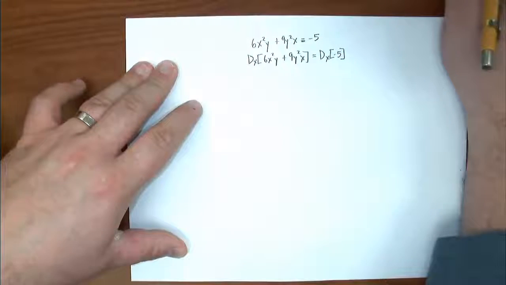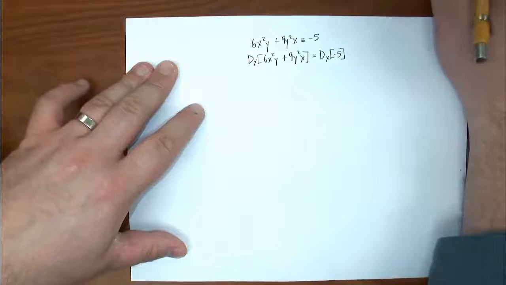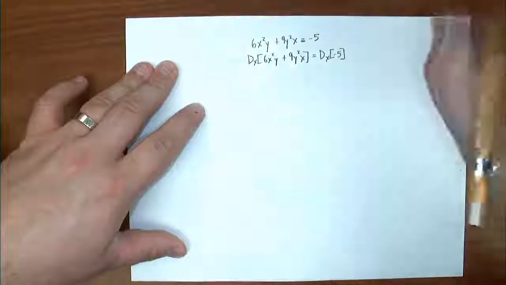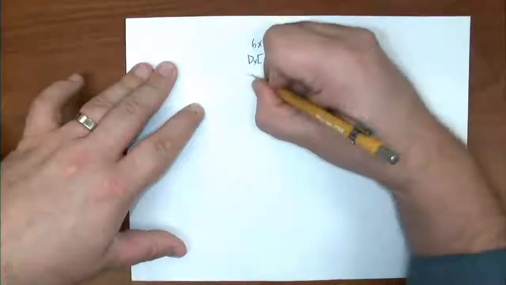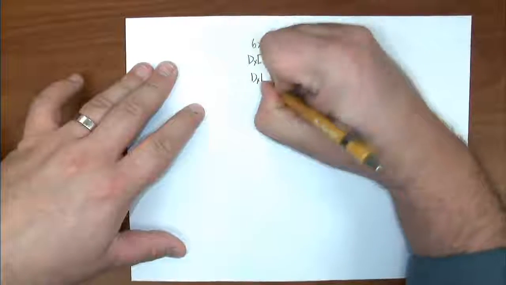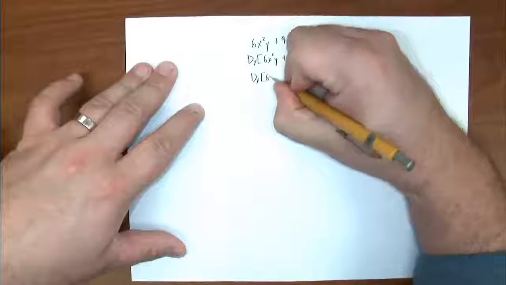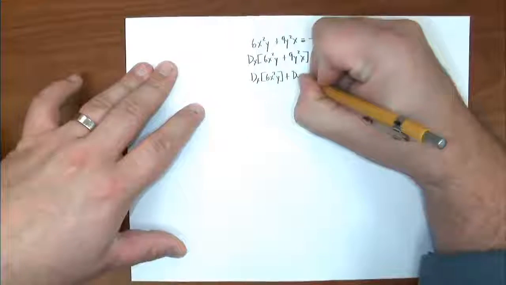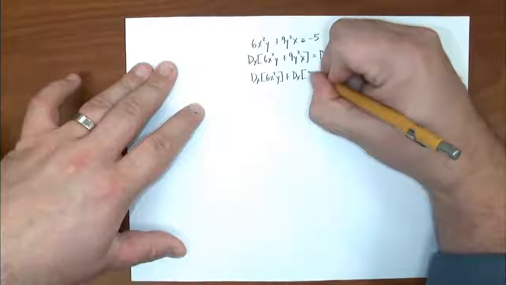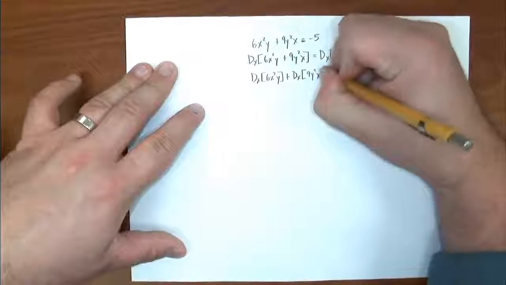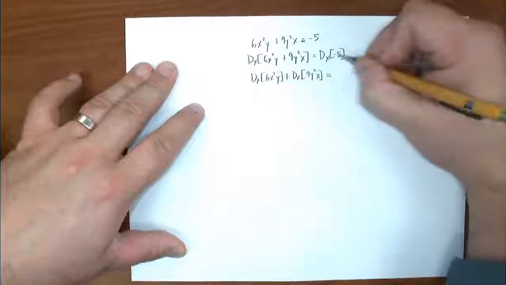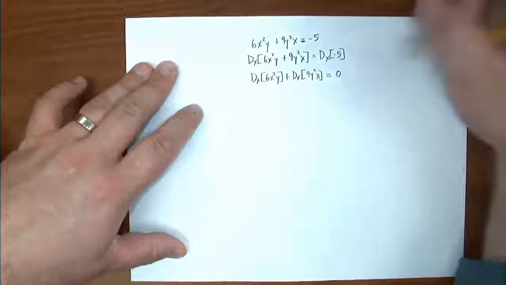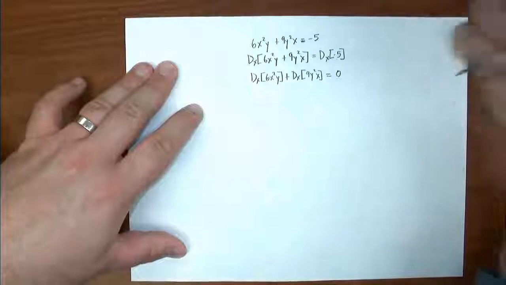Now we have a property of derivatives that says if you have the sum of two derivatives, you can take the derivative individually and add the results. So we can say this is the derivative of 6x squared y plus the derivative, of course this is all with respect to x, of 9y squared x equals, let's go ahead and do that, that's just 0. The derivative of a constant is always 0, regardless of what it's with respect to.